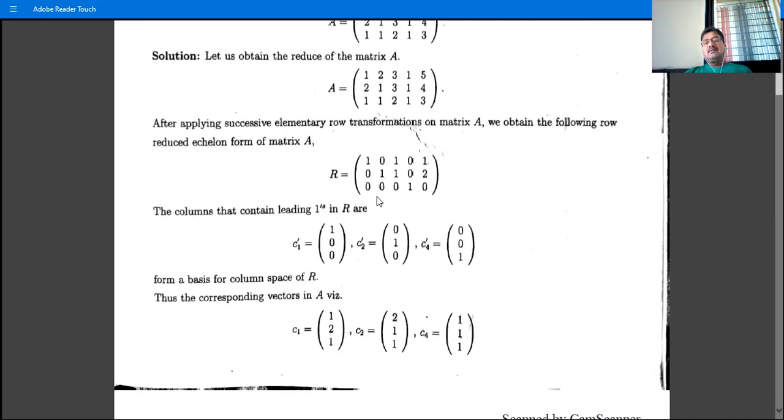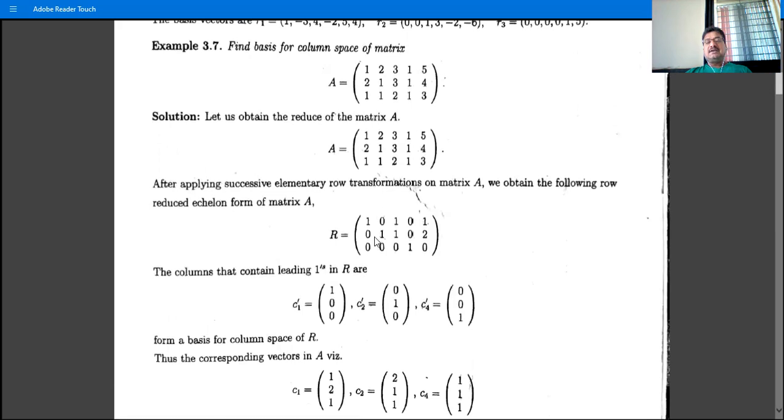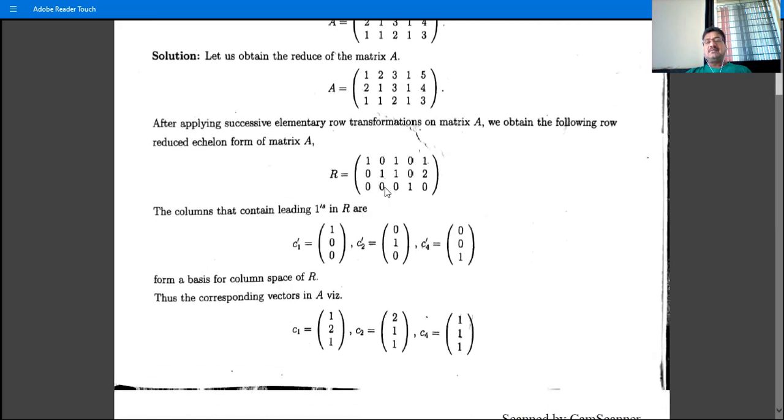So what are the columns that contain a leading 1? This first column contains a leading 1. The second column contains a leading 1. This is a leading 1, and this is the third column; the fourth column contains a leading 1. So if you denote these as C1 dash, C2 dash, and C4 dash, then these columns 1 0 0, 0 1 0, either in round bracket or square bracket, and 0 0 1, these three form the basis for column space of this matrix R.